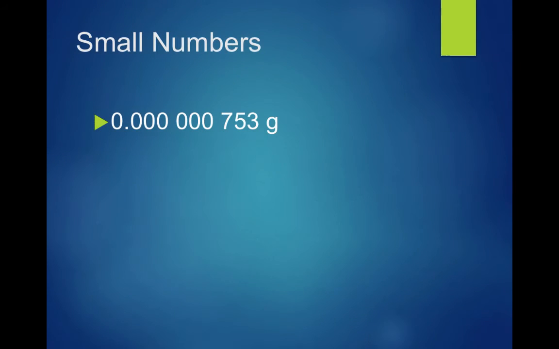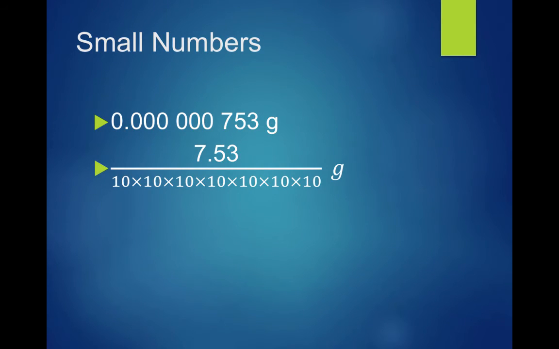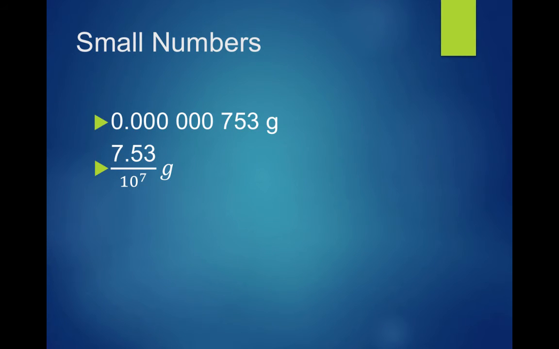Let's take a look at a small number, 0.000000753 grams. Again, we rewrite this so that there's a single digit in the one spot, 7.53. Again, 7.53 does not equal our original value, so in this case, we will divide by the number of tens to return it to its original value. In this case, it's 7 tens. We can now rewrite the tens as a single power, 7.53 divided by 10 to the power 7.